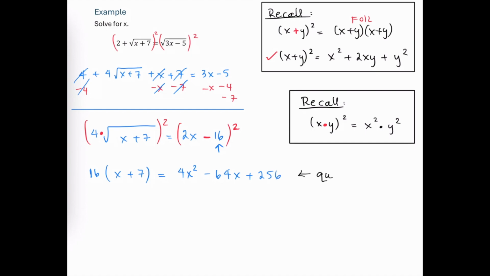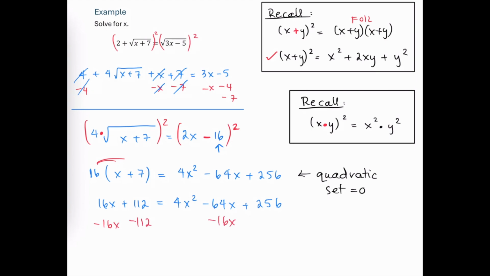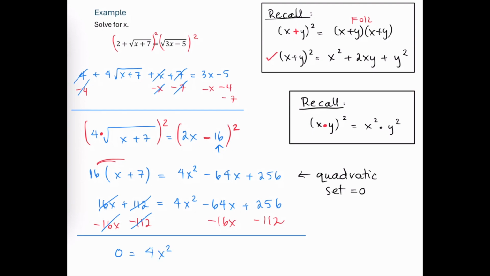Now let's notice that what we have here is a quadratic equation, and whenever we have a quadratic, the first thing we want to do is set that equal to 0 to then decide which method for solving quadratics we're going to use. So let's distribute the 16 into the parentheses. We have 16x plus 112, and then we'll copy paste the right-hand side so that we're carrying forward a complete equation. We'll then subtract 16x from both sides and subtract 112 from both sides. So we have 0 on the left, 4x squared minus 80x plus 144. Now these numbers are all pretty big, but I will notice that 4 divides evenly into each one of them. So let's divide both sides by 4 to make the numbers smaller.